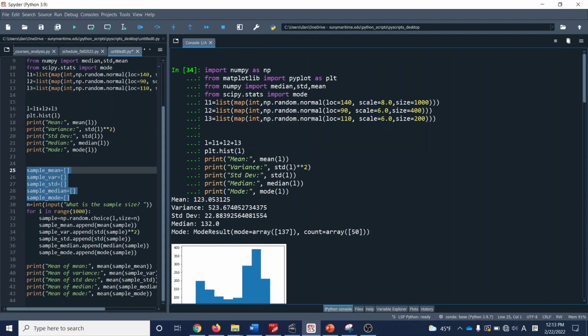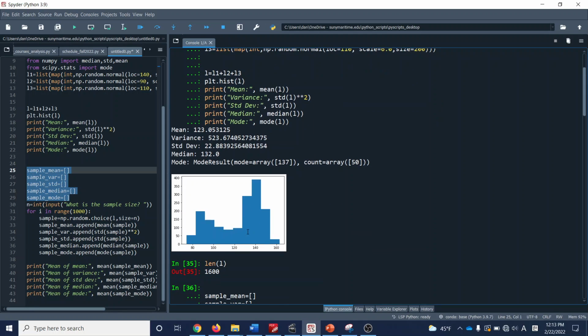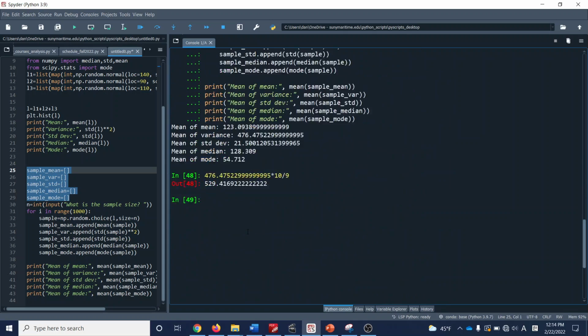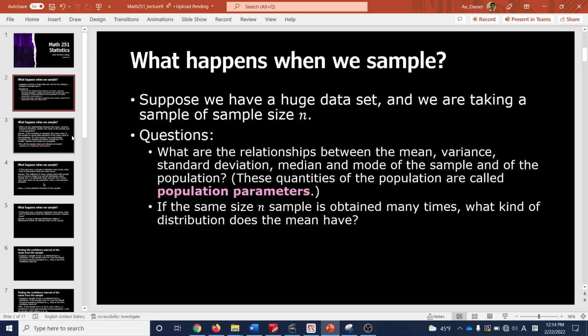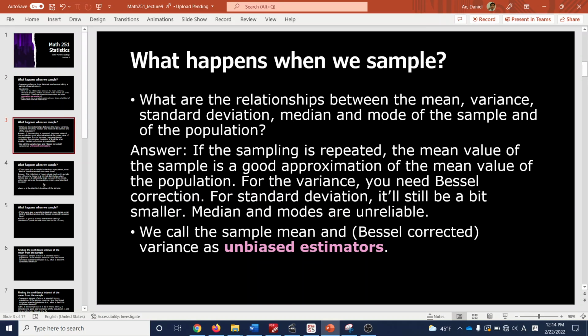Okay, you might still say that's quite a big difference. But if you take the square roots, the standard deviations will be pretty similar. Okay, so here's the result that I want to talk about from that first experiment. The first experiment asks what the relationships are between the mean, variance, standard deviation, median, and mode of the sample and the population. And the answer is, if the sampling is repeated, the mean values of the sample is a good approximation of the mean value of the population.